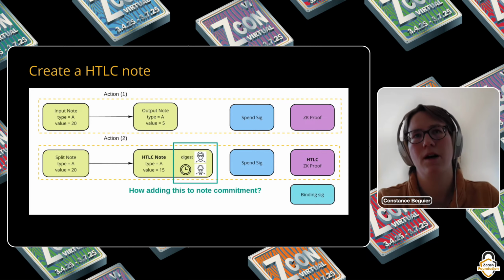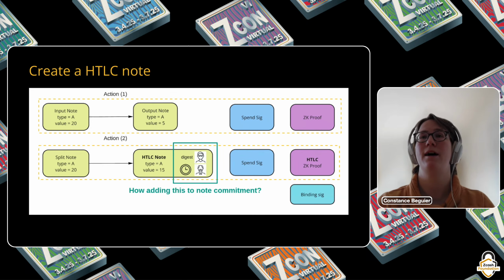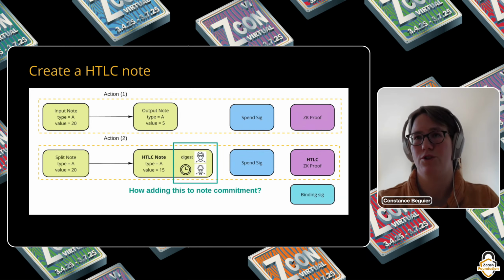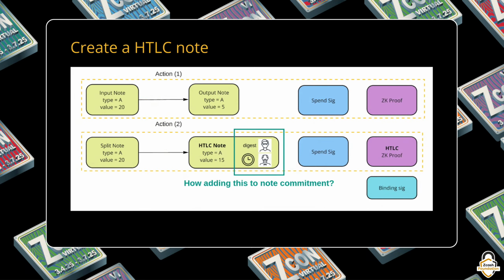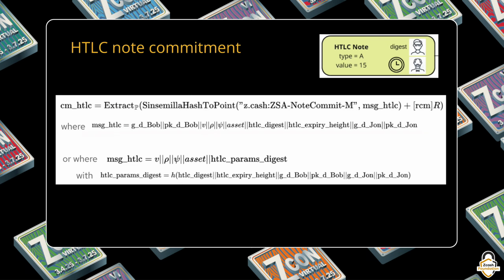So now I have to explain how I will add all those parameters into the node. To add some information inside the node, we have to add them inside the node commitment. The node commitment is just a hash of all information that we would like to store inside the node.